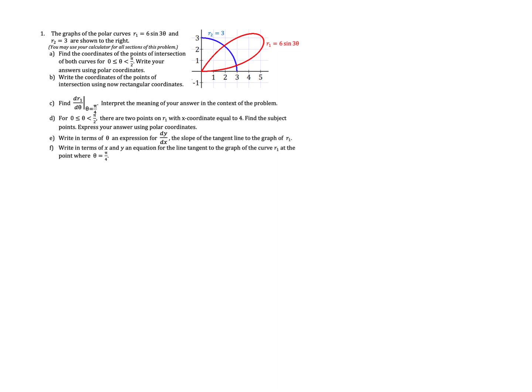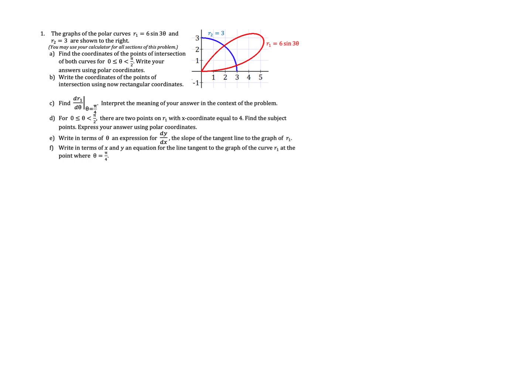Day 4, question 1. Cole, can you please read? The graphs of the polar curves r1 equals 6 sine 3 theta and r2 equals 3 are shown to the right. Find the coordinates of the points of intersection of both curves, for 0 is less than or equal to theta is less than or equal to pi over 2. Write your answers using polar coordinates.